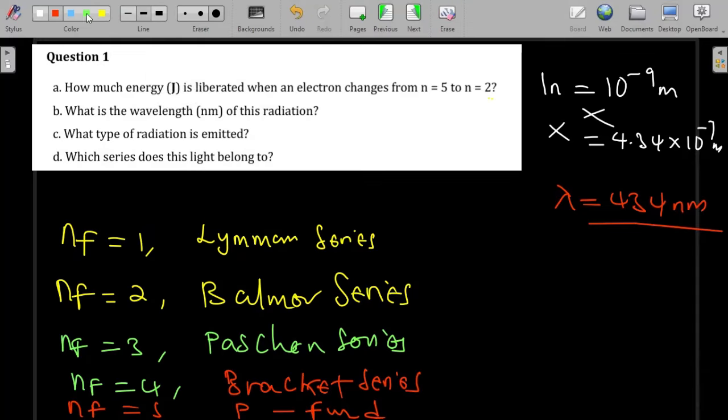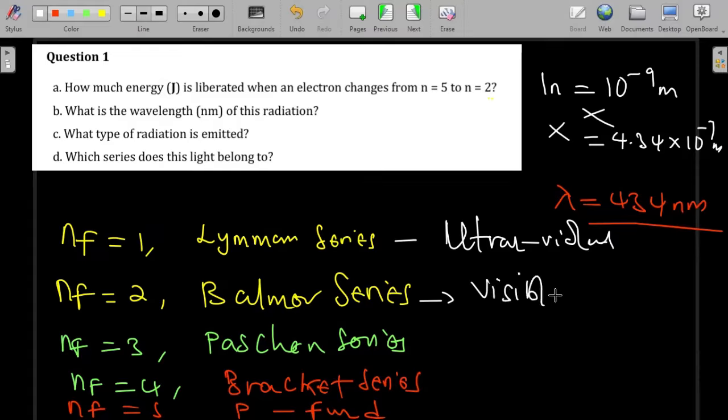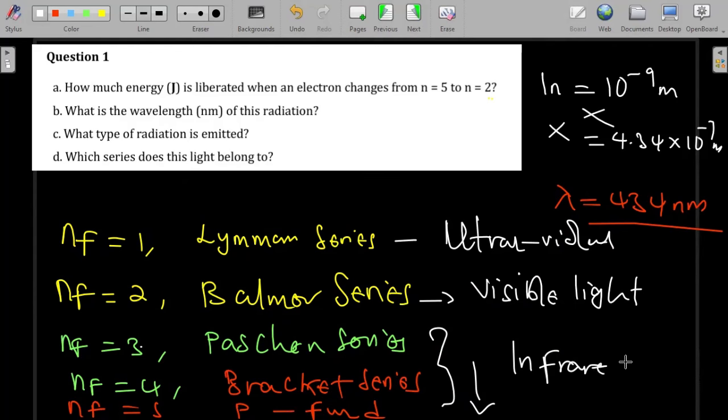So depending on which series you are in, you always know the type of radiation that you are dealing with. So if you are in the Lyman series, then the radiation is ultraviolet. If you are in the Balmer series, the radiation is visible light. And then for these three, going all the way to wherever you can go, any n final is 100, as long as from 3 going upwards, the radiation will always be infrared. Infrared radiation. So it means you just have to memorize for 2.